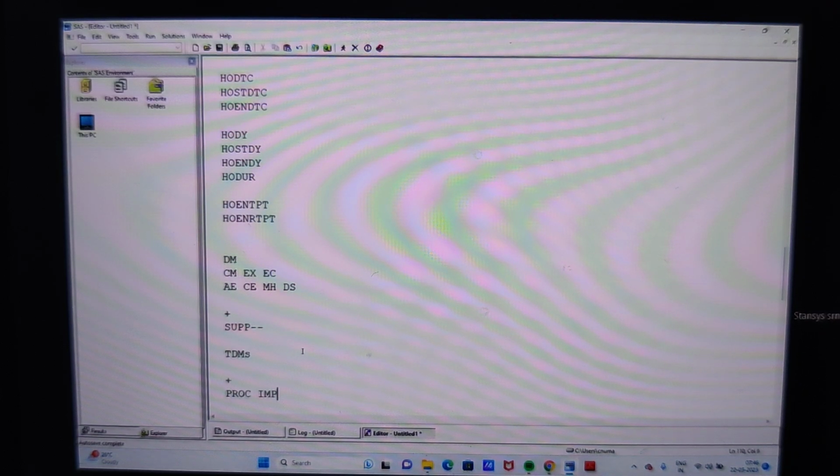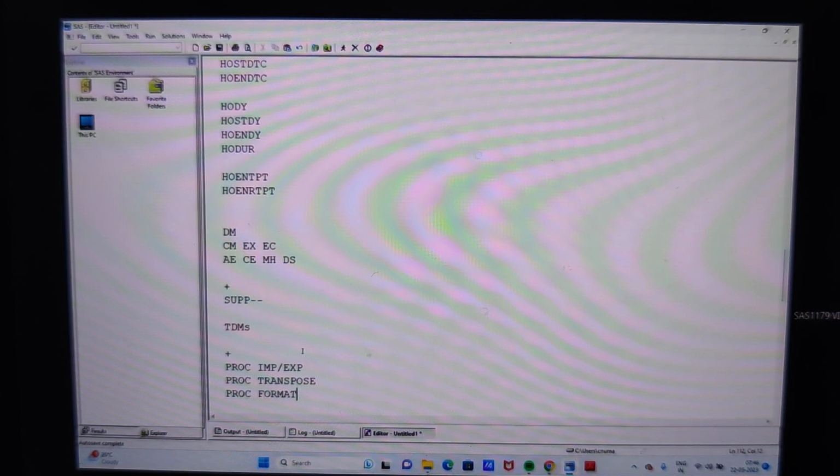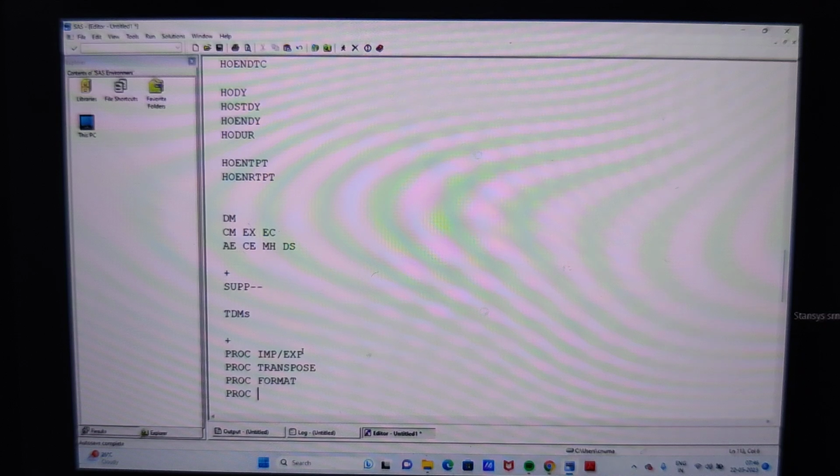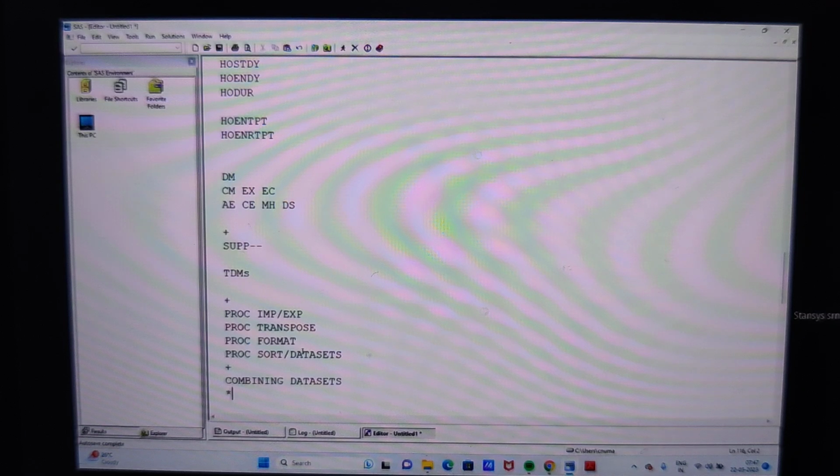You know about proc import and export, right? Do you know proc import and export? Do you know how to transport the data sets? Do you know how to create user-defined formats? Do you know how to sort and manipulate the data by using the proc sort procedure and proc datasets procedure? So you have to mention all these procedures. And do you know how to combine datasets? Also, you know the important functions and how to use them.